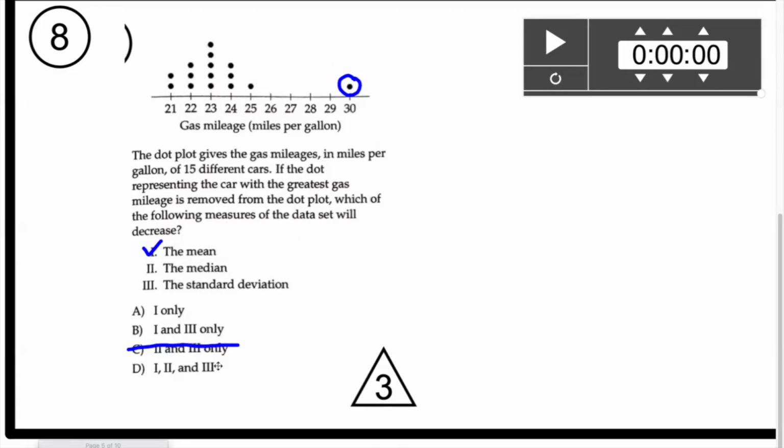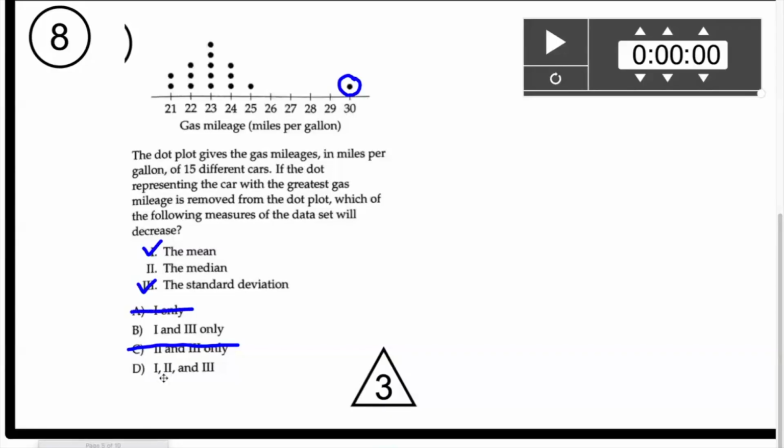So C is out. Now I'm going to skip over the median, because the median could change or not, and we're going to have to figure that one out. So the standard deviation. Again, the standard deviation is how spread out the data is. If I get rid of this point, the data is going to be less spread out, closer together. This point is actually increasing the standard deviation because it's creating this huge gap. So the standard deviation is going to decrease as well when I get rid of this. So that gets rid of 1 only.